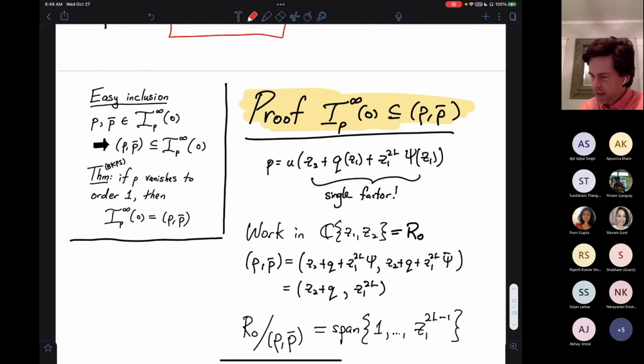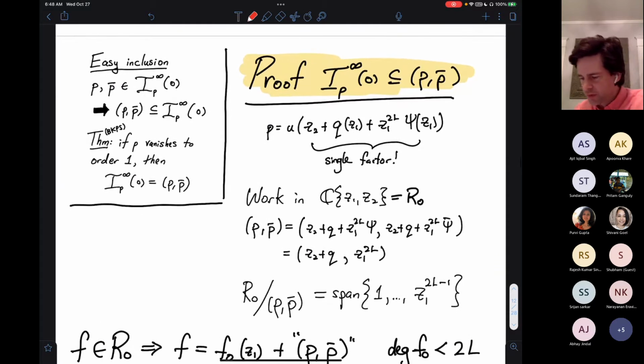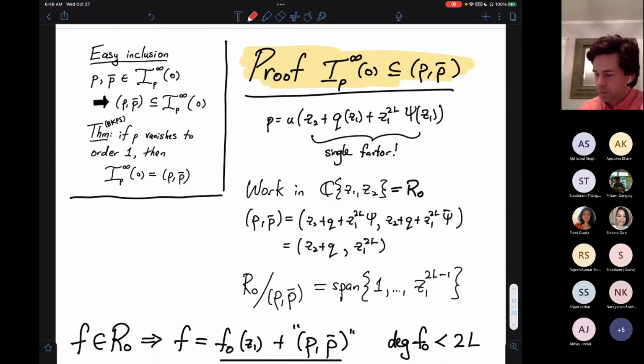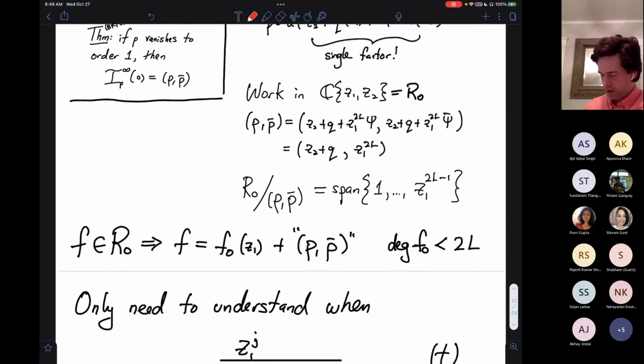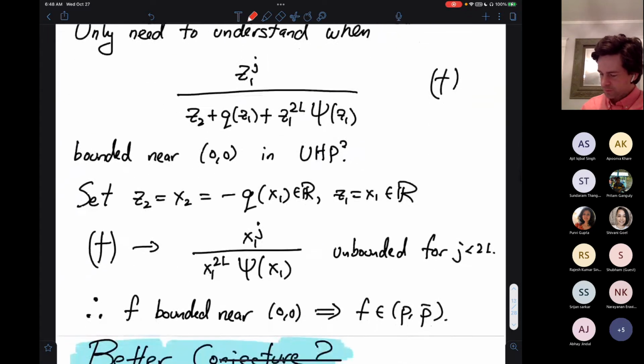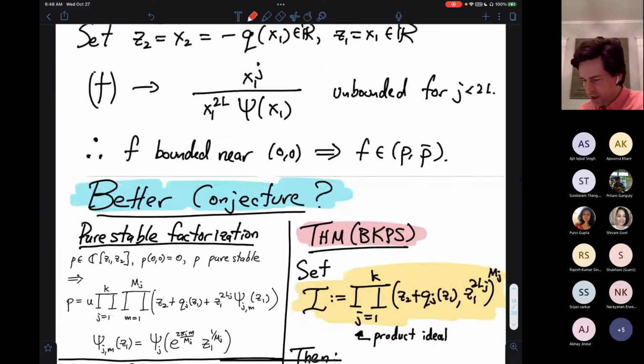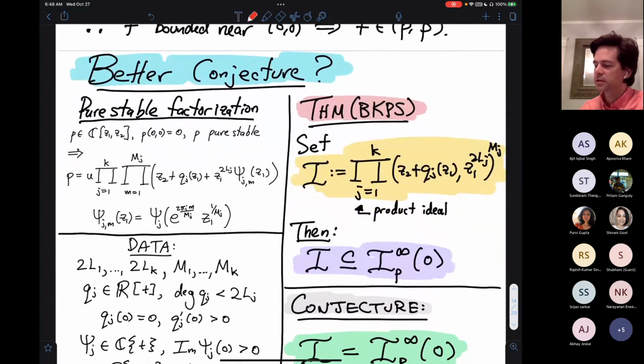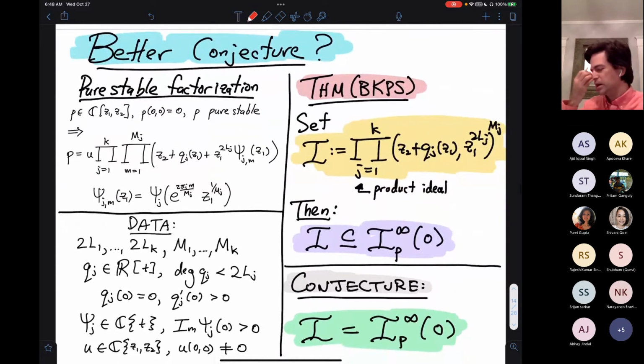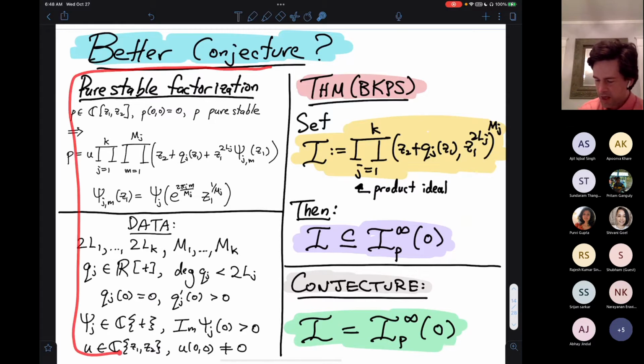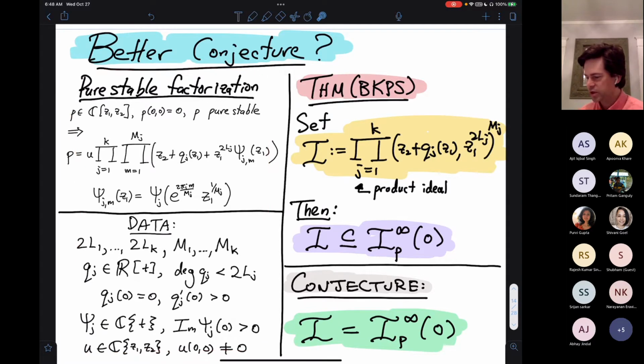Let's see. So I could go through a little bit of the proof of this easy inclusion, because it does show a little bit of what goes on in some of these proofs. Maybe I'll come back to it if there's tons of extra time, but I'm sure I can take up the rest of the time just blathering on about the better conjecture. This is kind of a busy slide, but I think it's interesting. All of this is just a recap of the Puiseux factorization to have it handy.